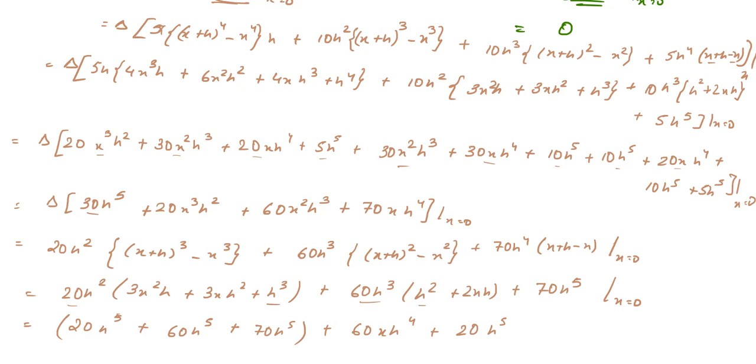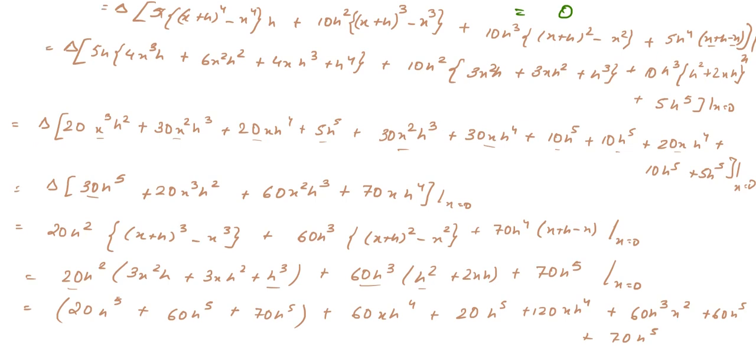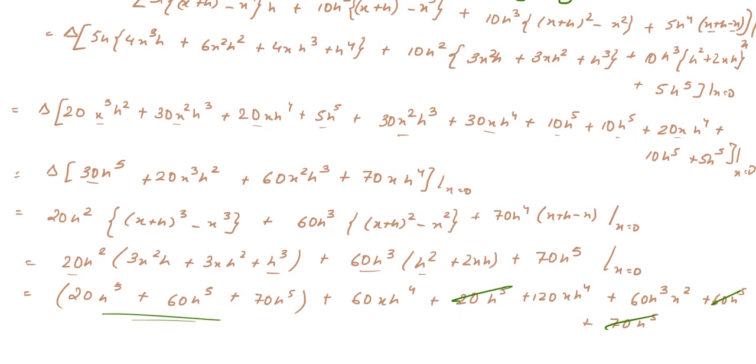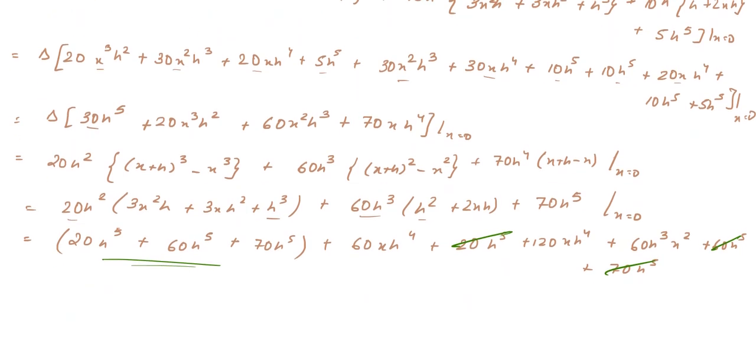Then we will have 120 x to the power 4 plus 60 h cube x square plus again 60 h to the power 5 plus 70 h to the power 5. Oh, okay. I guess I have added these values thrice. So this h to the power 5 values won't be there because we have already added them in this bracket separately. So solving here, at the end we have h is equal to x is equal to 0.